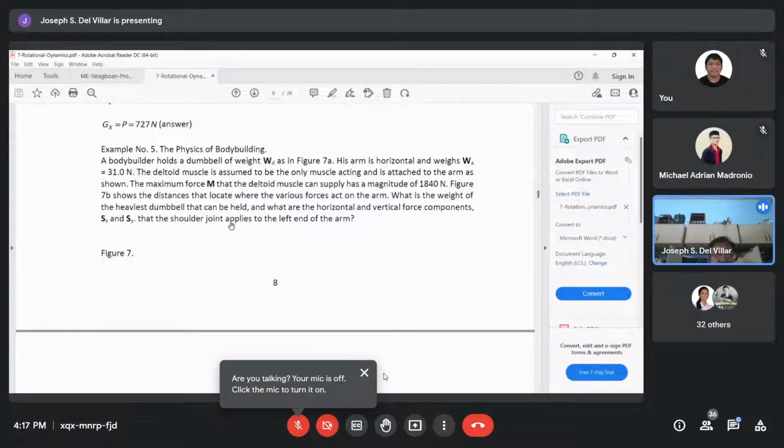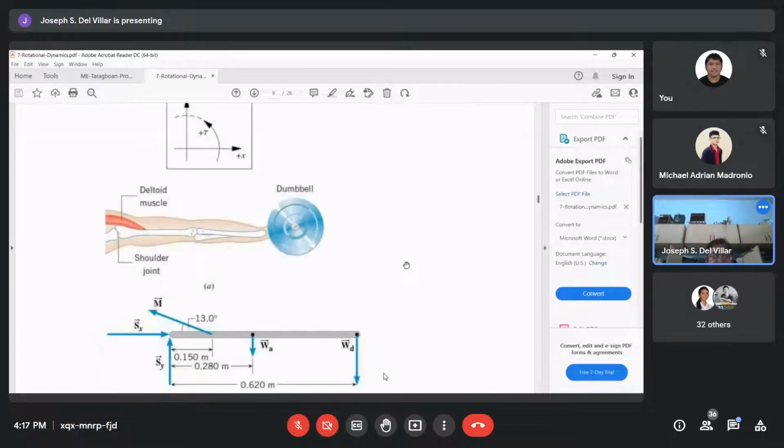What is the weight of the heaviest dumbbell that can be held? And what are the horizontal and vertical force components, Sx and Sy, that the shoulder joint applies to the left end of the arm? So ito yung shoulder joint. Okay, and that is the point here. Ito yung end.